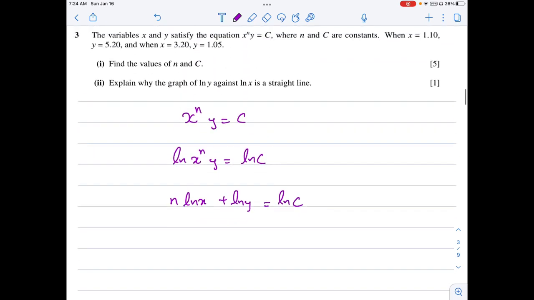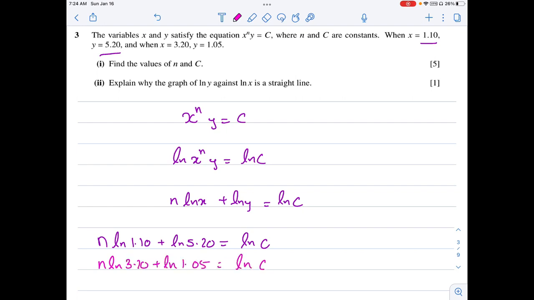So the first set of values is x is 1.1 and y is 5.2. So I get n ln 1.10 plus ln 5.20 is equal to ln c. And another value, let me do it in a different color, 3.2 and 1.05. So n ln 3.20 plus ln 1.05 is equal to ln c.